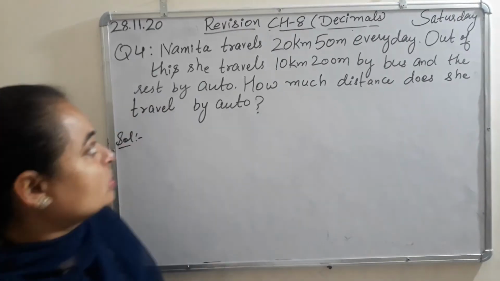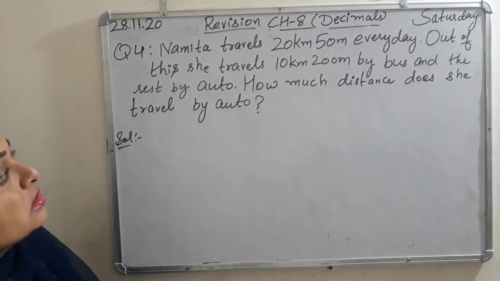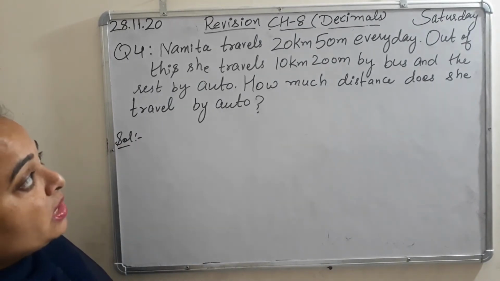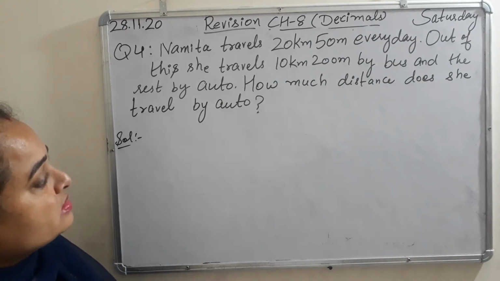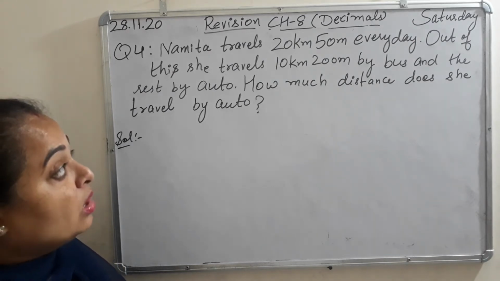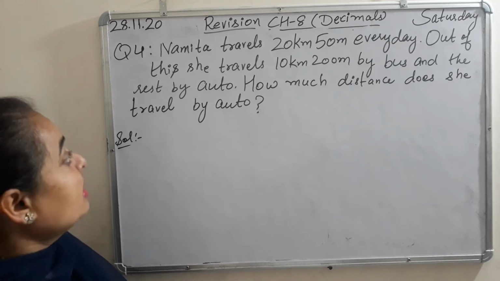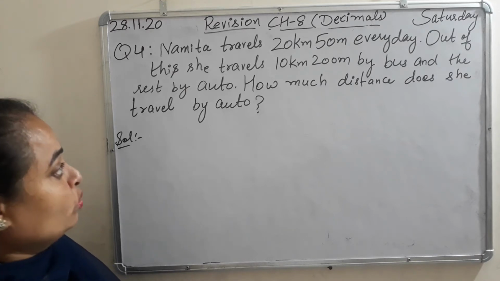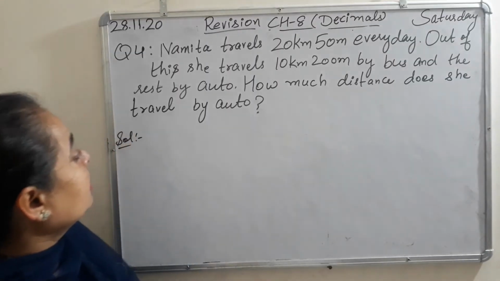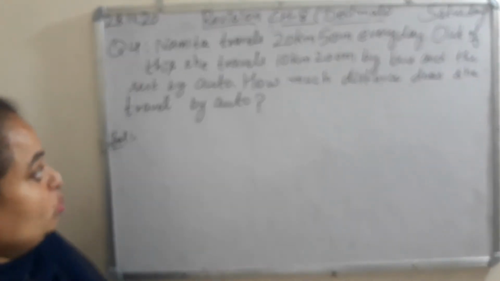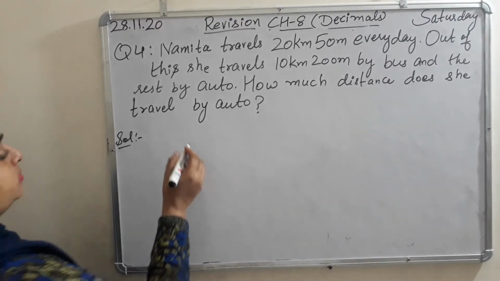Now come to the next question. Namita travels 20 kilometer 50 meter every day. Out of this, she travels 10 kilometer 200 meter by bus and the rest by auto. How much distance does she travel by auto? So let's start.